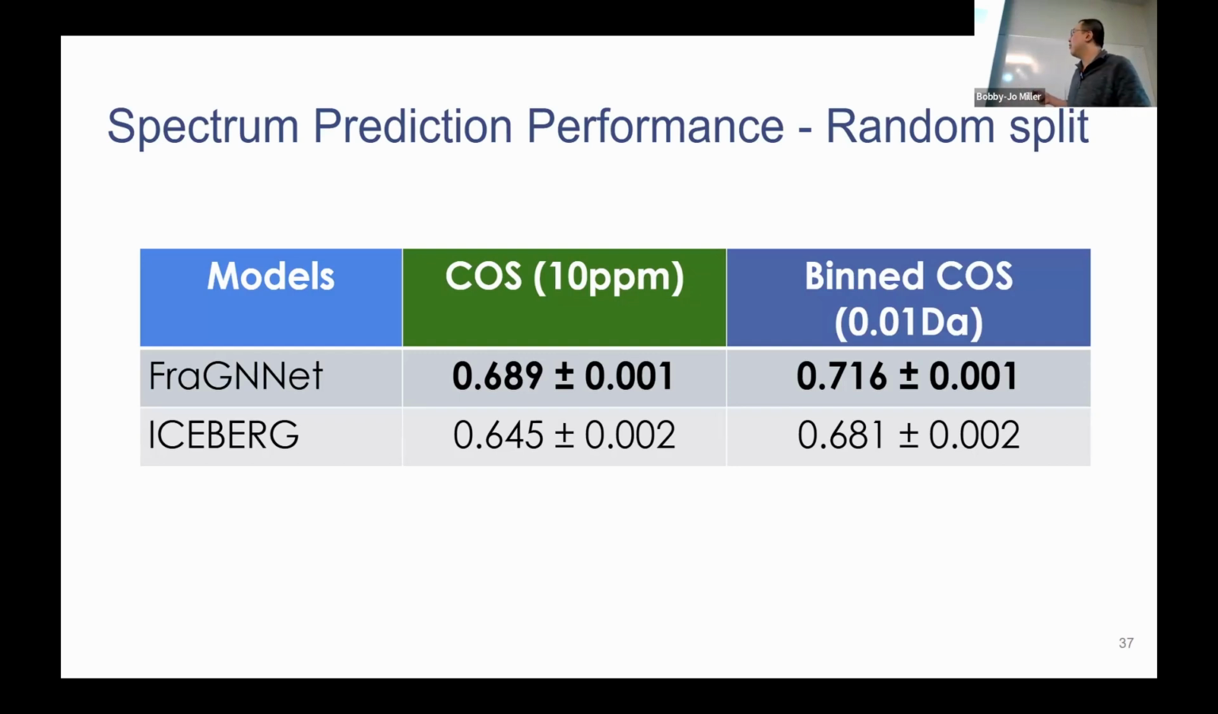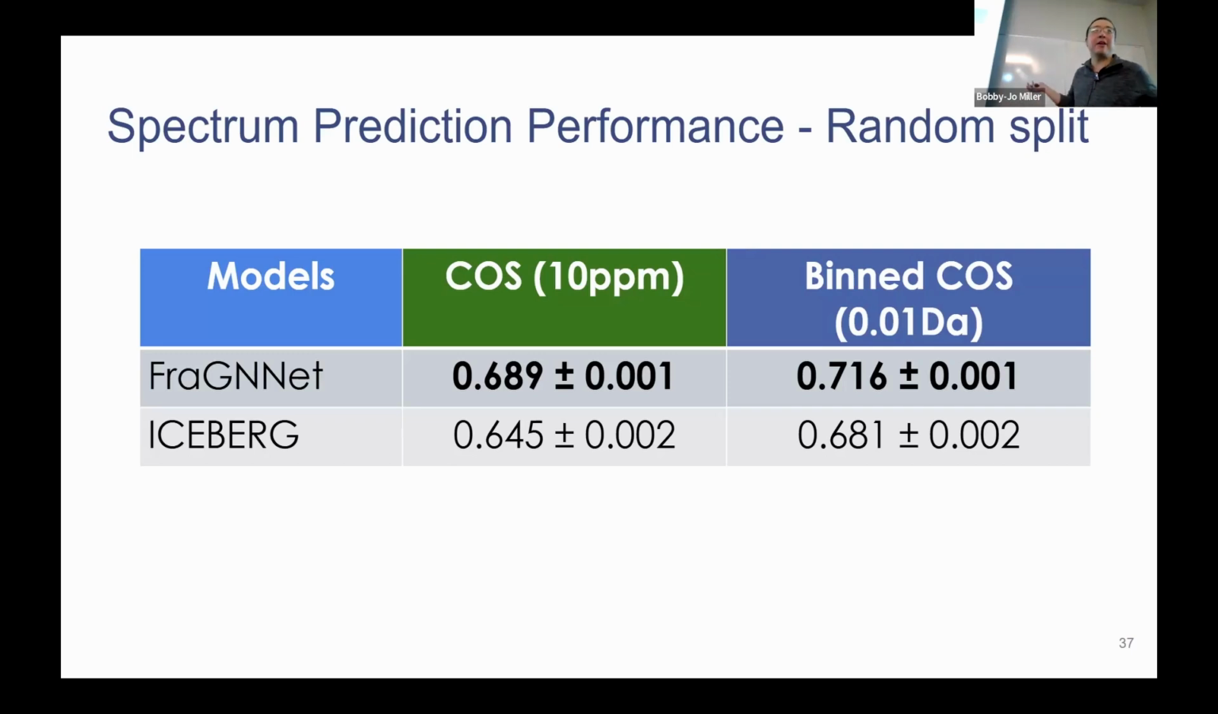So for instance, for 0.01 Daltons, your bin size is from 0 to 1,000. We are looking at 0 to 0.1 as a bin, and 0.1 to 0.2 as another bin. So the second one is a little bit easier, and the first one is slightly harder. But the first one is more realistic. So the common measurement in this space is called cosine similarity.